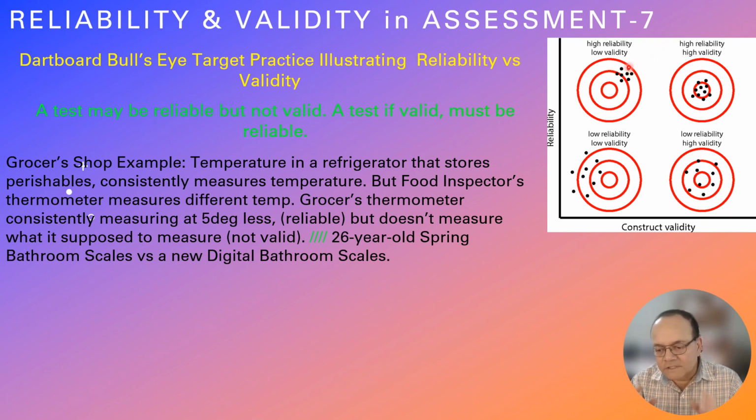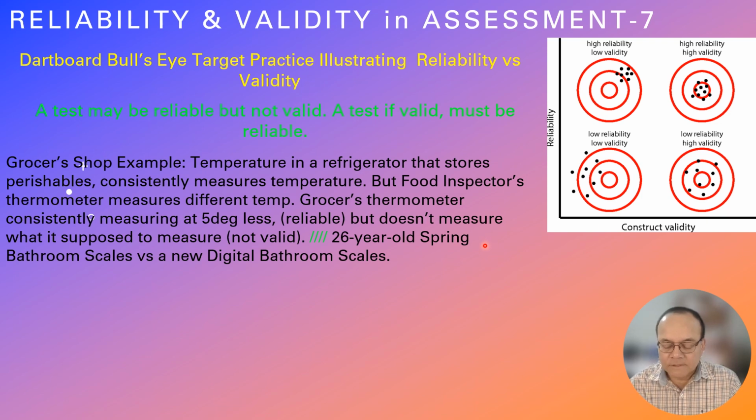It's measuring the temperature consistently. But it's persistent, reliable. It's all there, consistent, reliable, but it's reliable at the wrong temperature. It's not measuring what it's supposed to measure. It's not measuring the correct temperature. It's supposed to measure the correct temperature. It's not doing that, even though it's reliably measuring the wrong temperature. We can reliably expect it to measure the wrong temperature. But the food inspector comes and says, hey, your temperature is way off course.